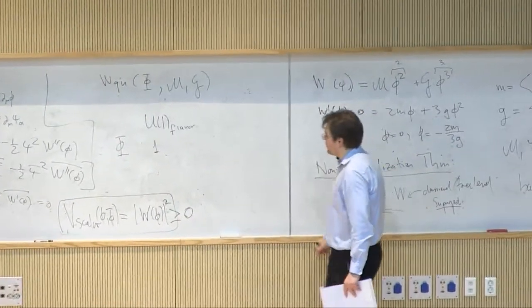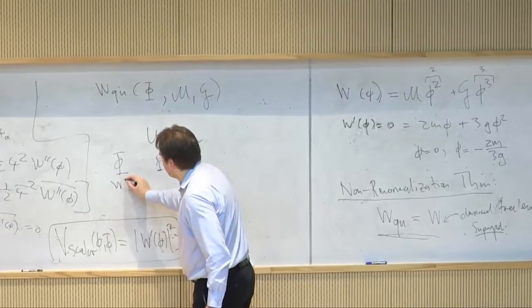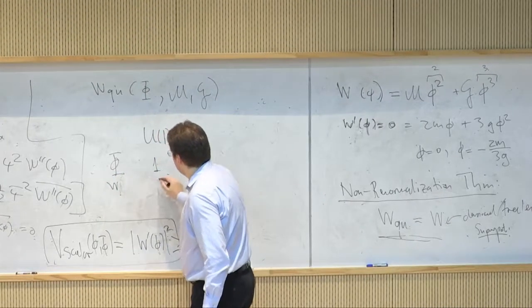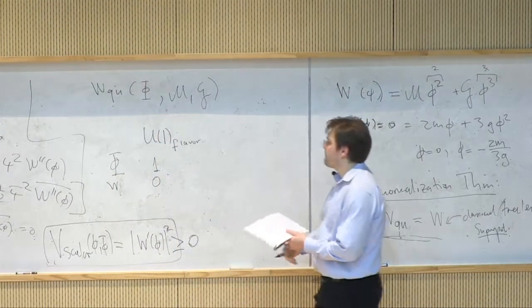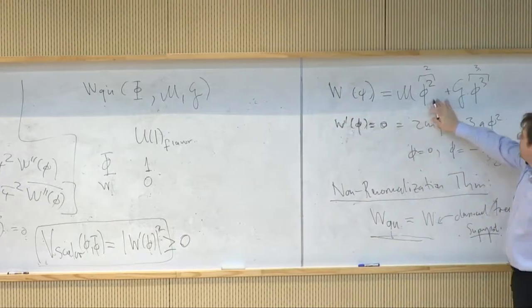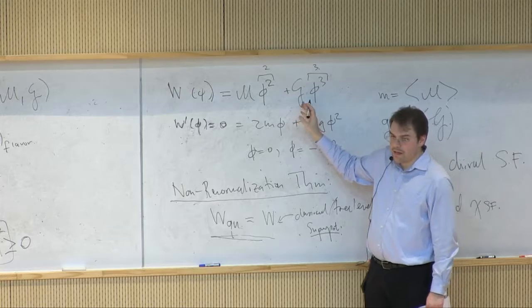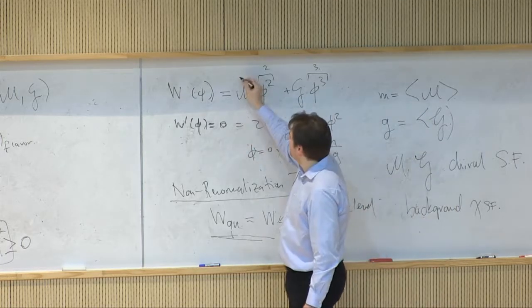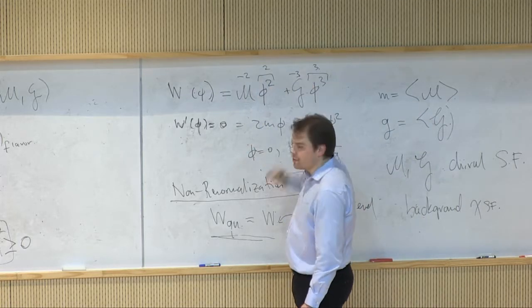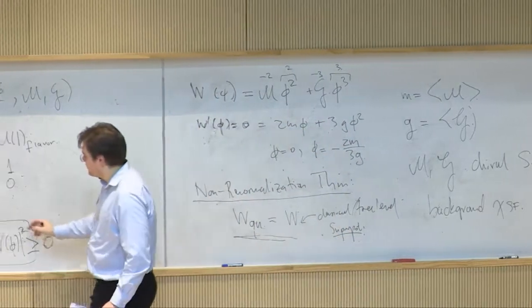So the flavor charge of the superpotential better be 0. And that I cannot achieve if I just view M and G as numbers, but I can achieve it if I assign them charge -2 and charge -3 under this symmetry.